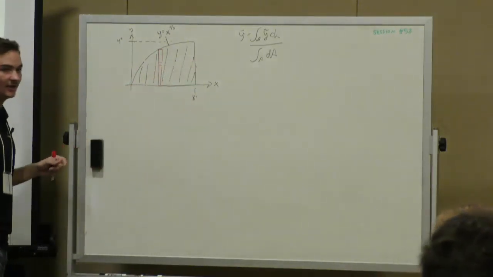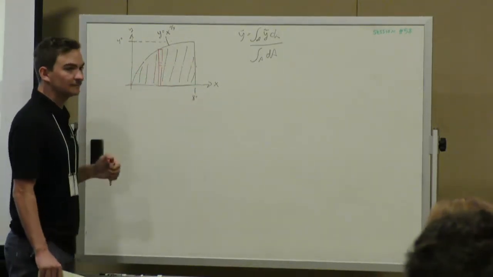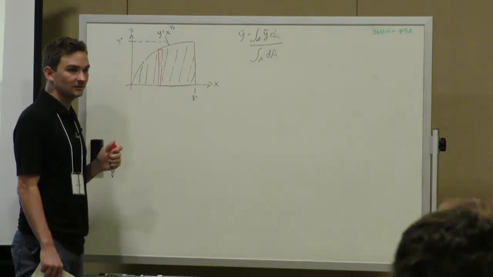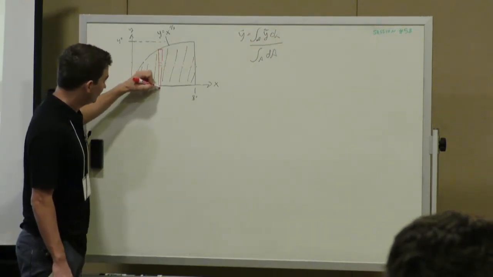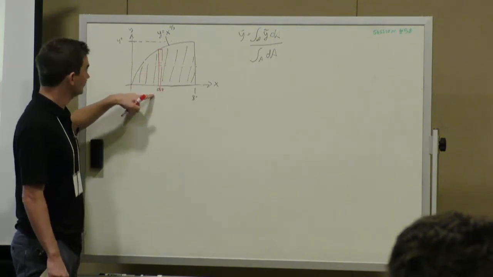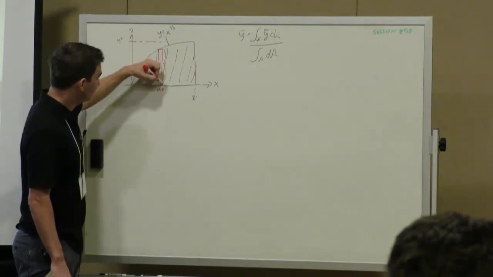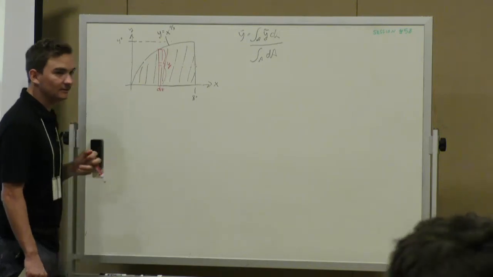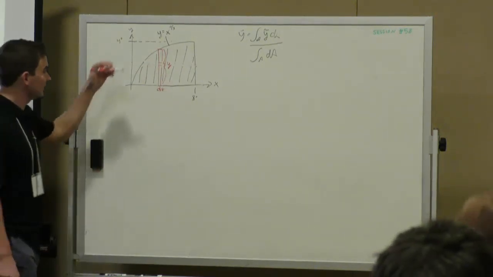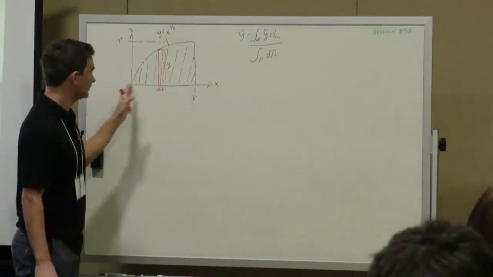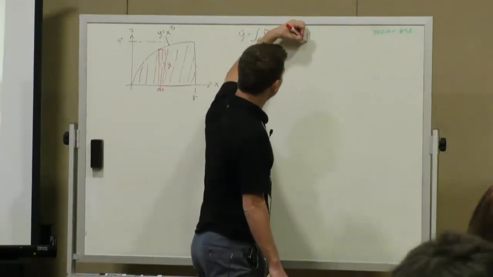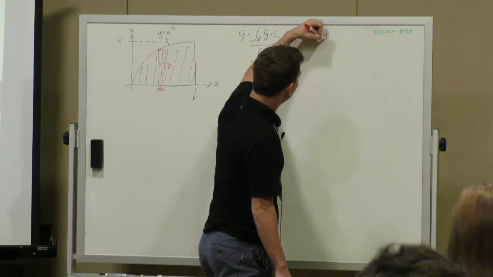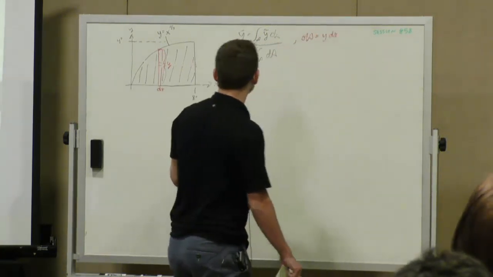Yeah. So now, what's our differential area? What does that equal to? So our base is dx. And does everyone see that our height is going to be y? Does everyone see that? So at any point along 0 to 8, this is going to be our dA. So dA is equal to y dx.